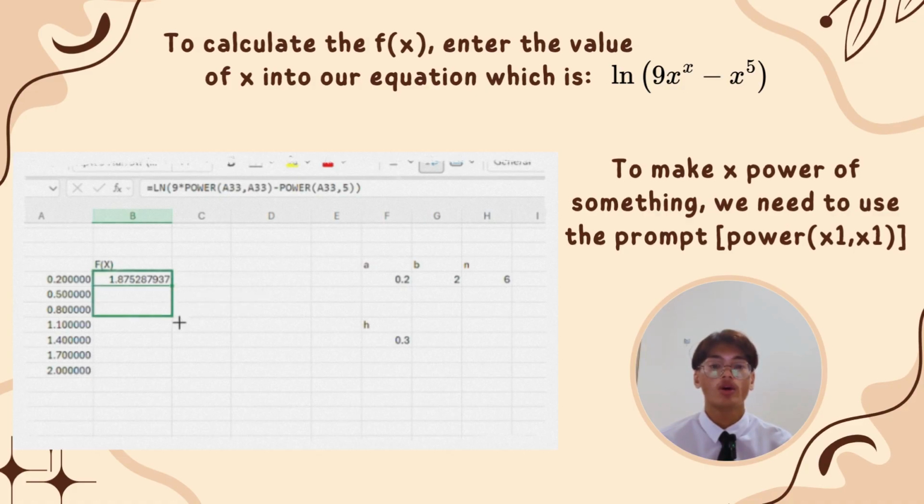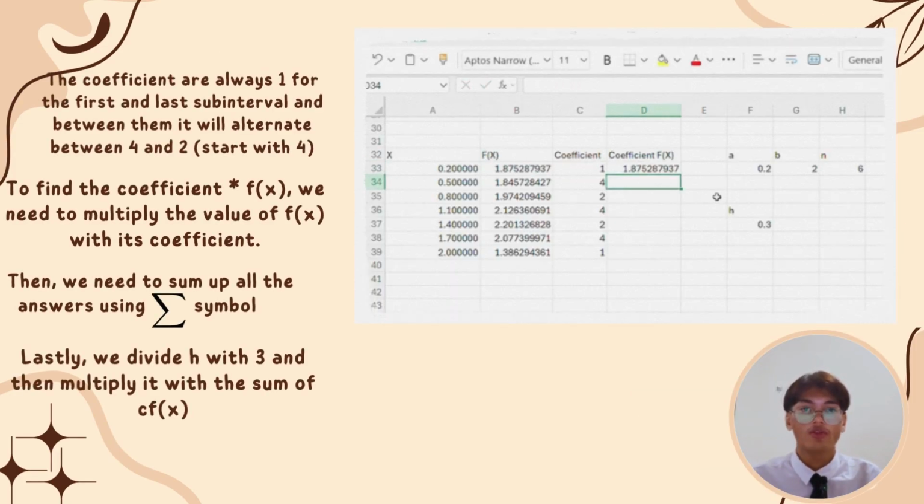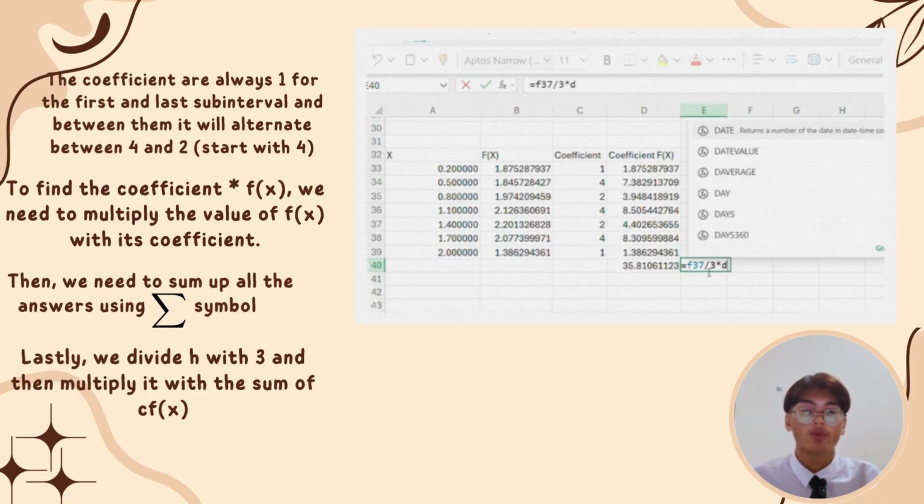The command power is used to make x power of something. Then, we need to enter the coefficient for each subinterval, which always starts with 1 and ends with 1, while 4 and 2 will alternate between them. Next, we search for coefficient fx by multiplying the value of fx and its coefficient. Lastly, sum all the values of coefficient fx and calculate the area under the curve by using the Simpson's rule formula.